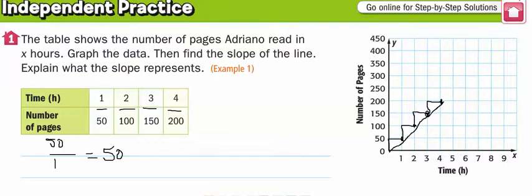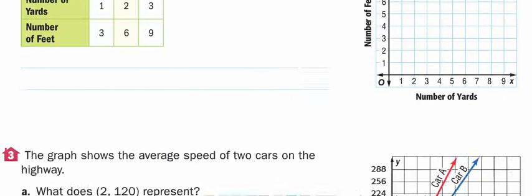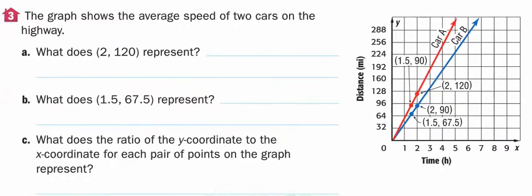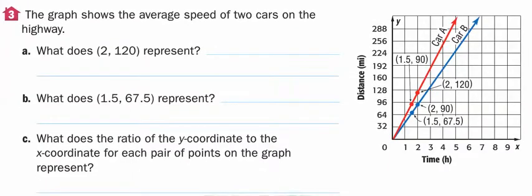So now we're going to do problem number 3. This is a hot and a mild problem. It says the graph shows the average speed of 2 cars on the highway. Part A asks, what does (2, 120) represent? So if we go over here and look at 2 and go all the way up to 120, let's see, we're about here. It's this red dot.